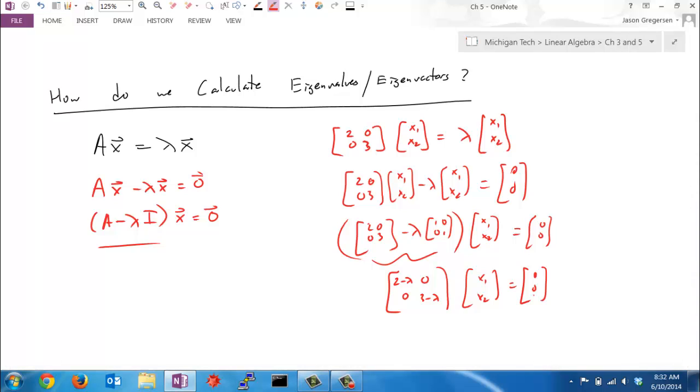So really I have matrix times x equals 0. Now, that's just rearranging it. I still only have one equation. But now I'm going to look at that and say, you know what? This thing right here, this matrix, whatever it is, it cannot be invertible. Why not? Why can't this be invertible?